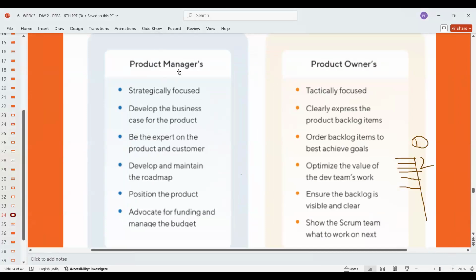Yes. So again, same pattern, one statement from product manager and one statement from product owner. Yes, go ahead. Anyone? Strategically focused, and product owners tactically focused. Yeah, let us go one point, one point. Let us go one by one. So we'll finish once we read it out. So what are we saying?